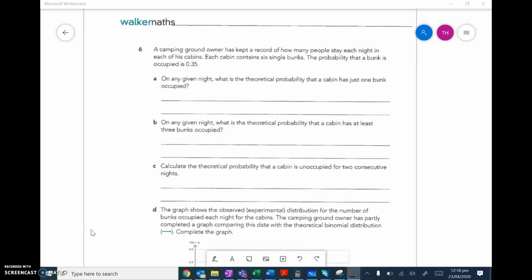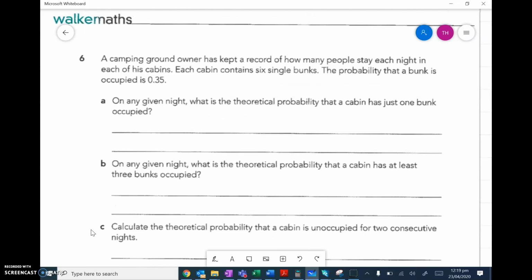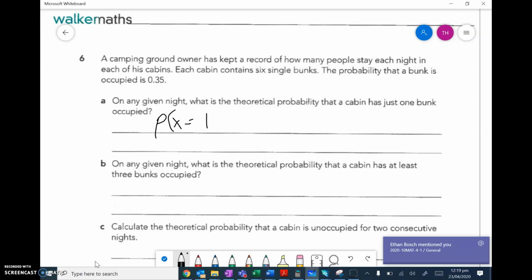So this one says, a camping ground owner has kept a record of how many people stay each night in each of his cabins. Each cabin contains 6 single bunk beds. The probability that a bunk bed is occupied is 0.35. On any given night, what is the theoretical probability that a cabin has just one bunk occupied? I'm going to zoom in because it's easier to write when it's zoomed in. So this tells me I'm trying to work out the probability that x is equal to 1.